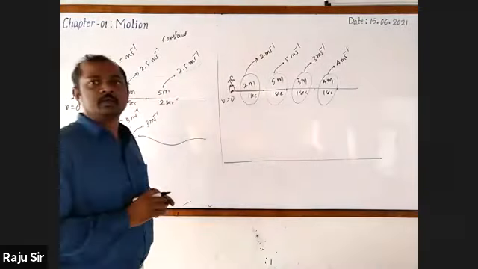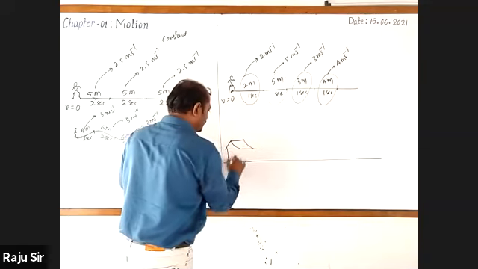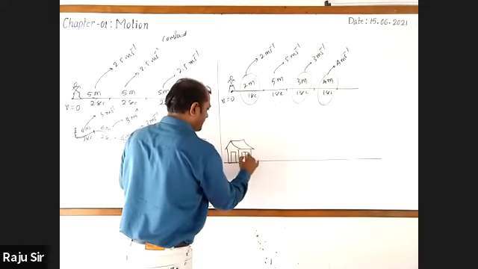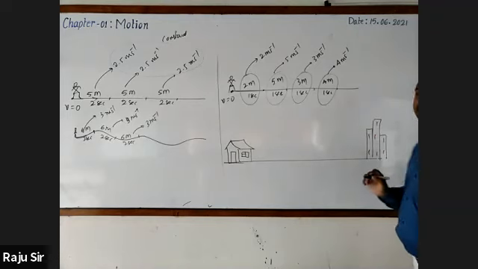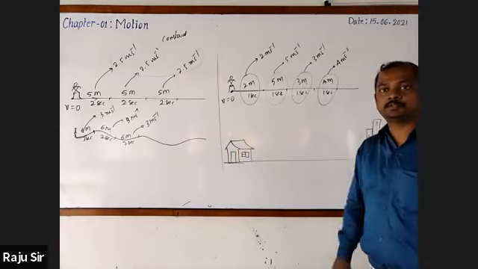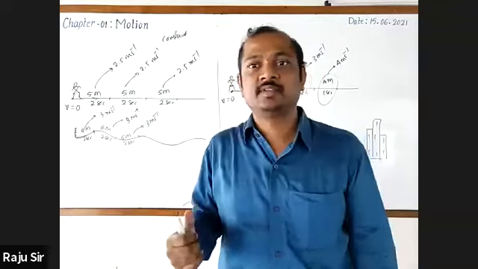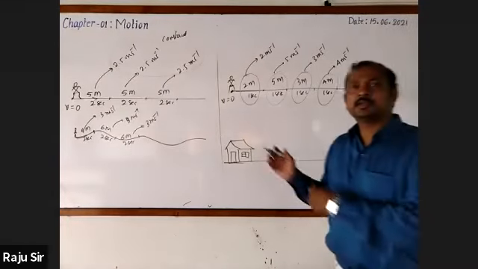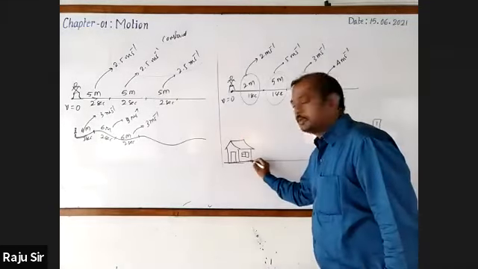This is the road, this is home, and here is a school building. A boy is moving from his home to school by walk. The boy started moving towards the school on foot because his school is near his home. Look here.